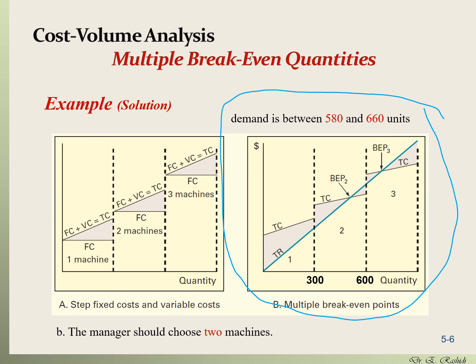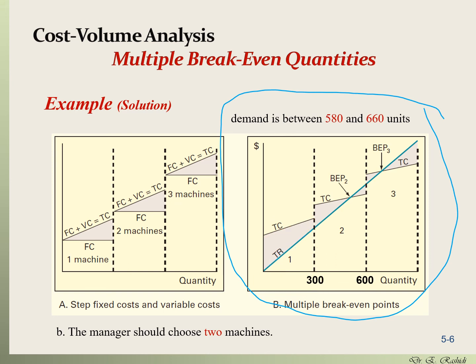For the first machine, the production is between 0 and 300. So this is the range. And as you see here, the total cost line never crosses over or intersects the total revenue line, because there is no break-even point when you have one machine only.